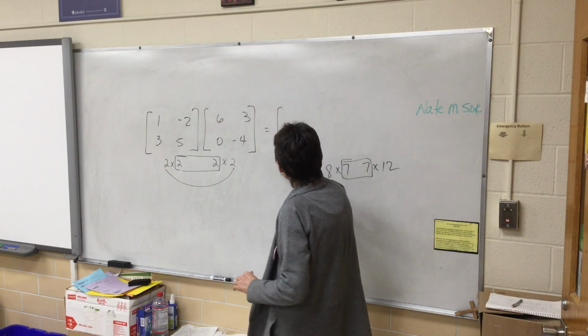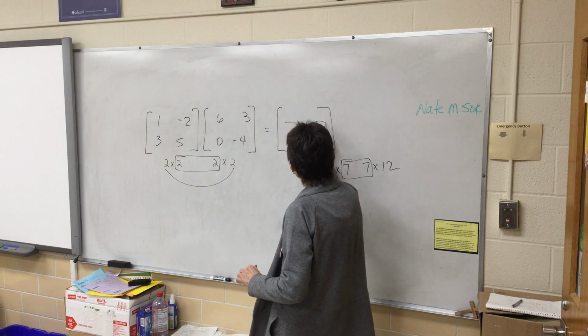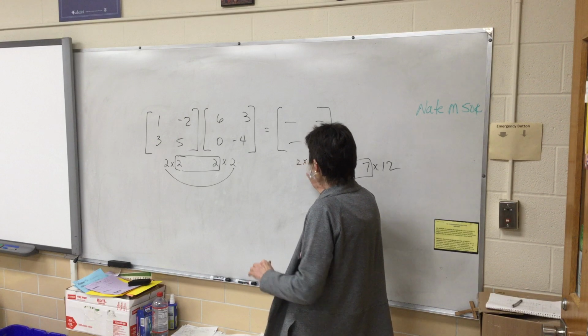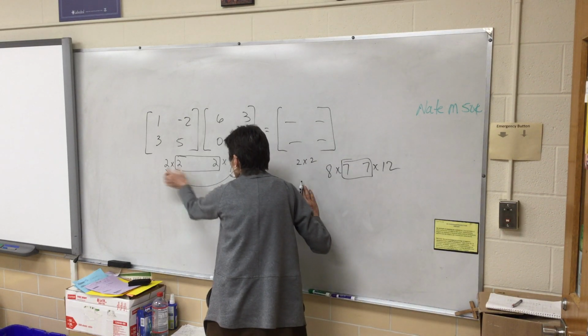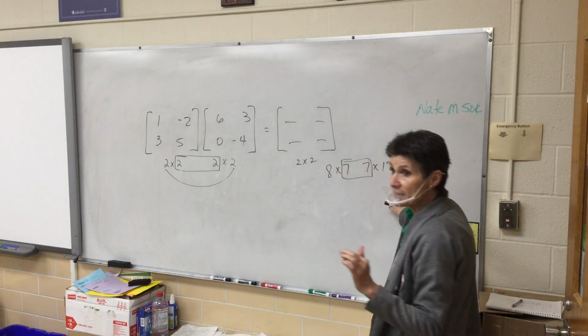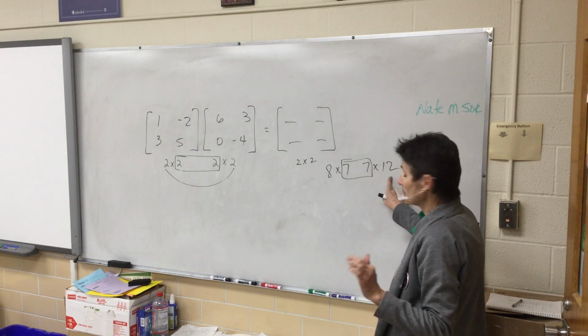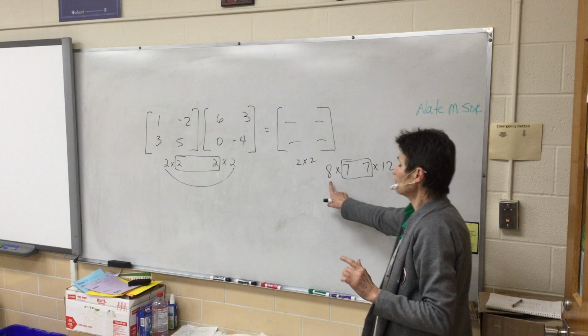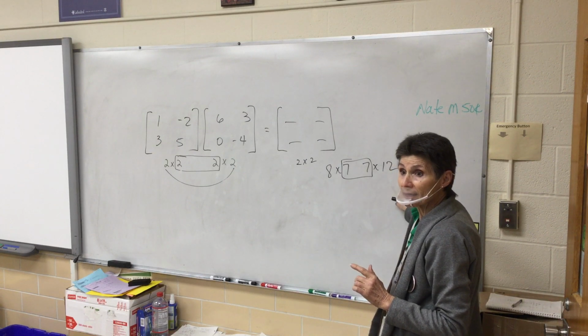So this answer is going to be another 2 by 2. These must match. These give me the dimension of the answer. So in my example over here, where I had an 8 by 7 and 7 by 12, my answer would actually be an 8 by 12.